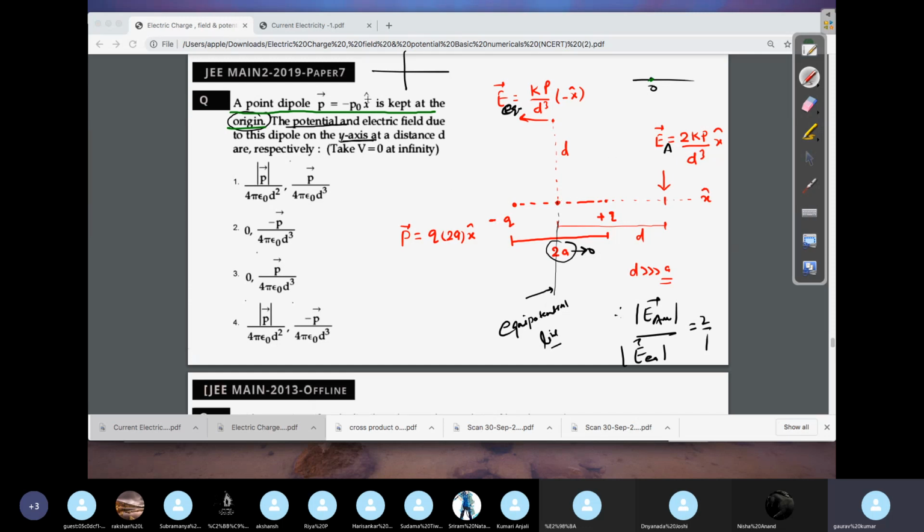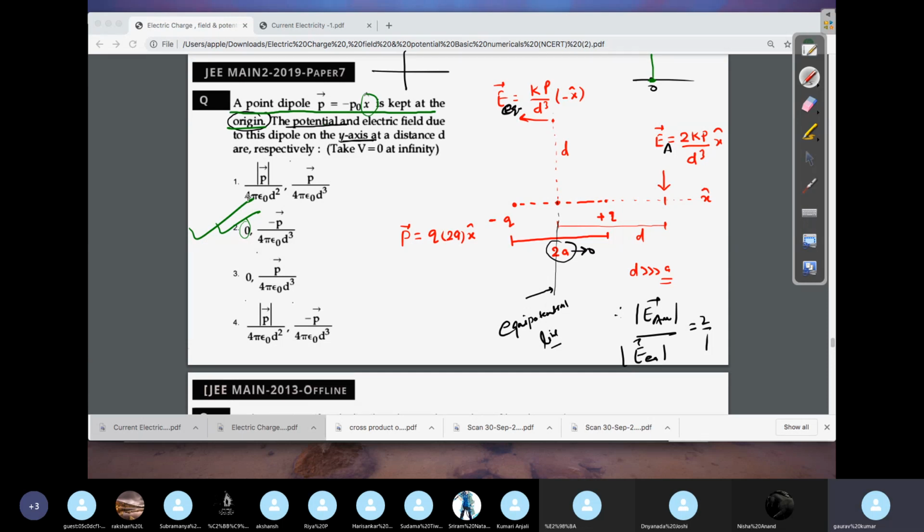The dipole is along the x-axis, though it's very, very small. And then you're moving perpendicular, which means they are talking about this line, the equatorial line. For this line, just now we have seen the potential will be 0, and your electric field will be minus of kp by d cube. So this is answer number 2. It's a question based on theory. That's it. If you want, you can take the screenshot. This much information you should always revise regarding a dipole.